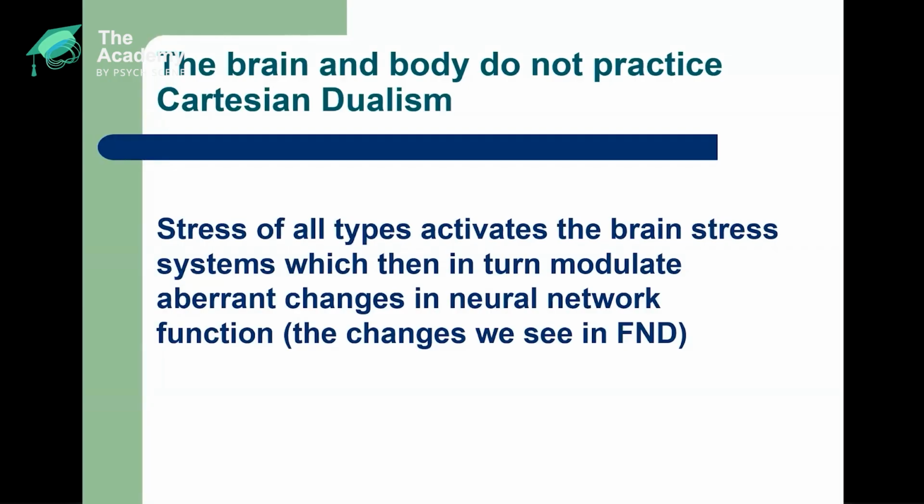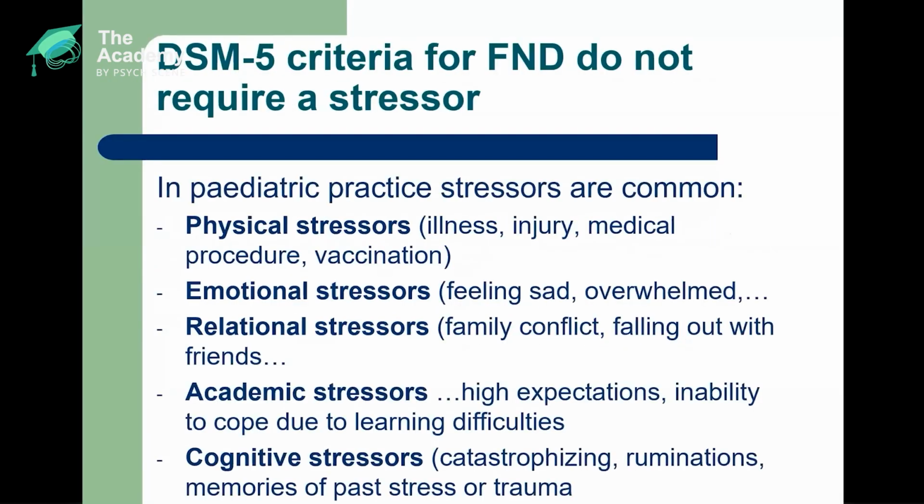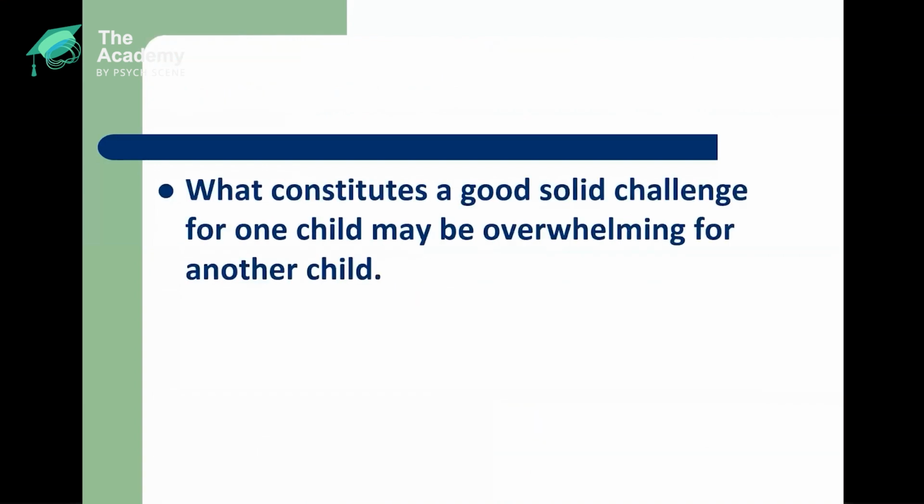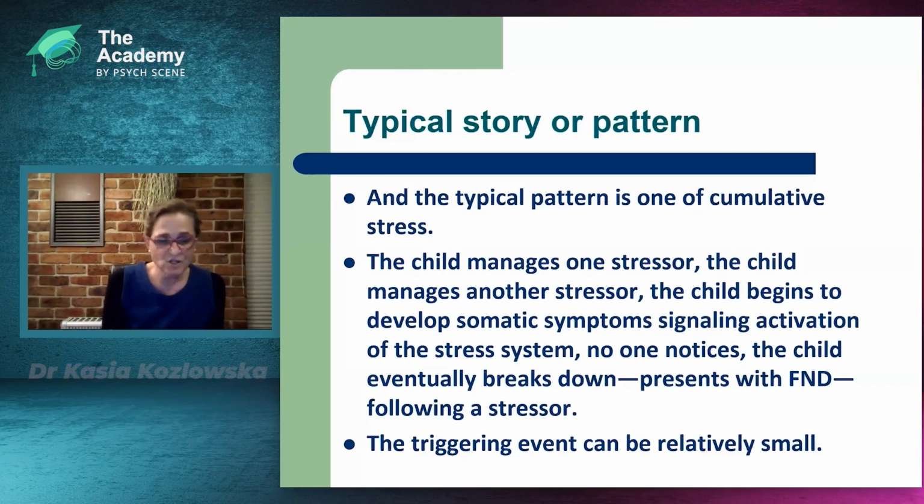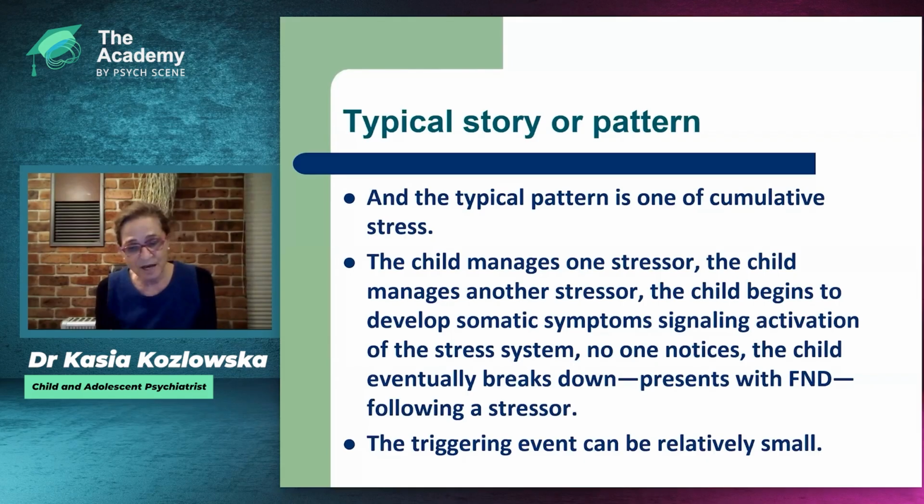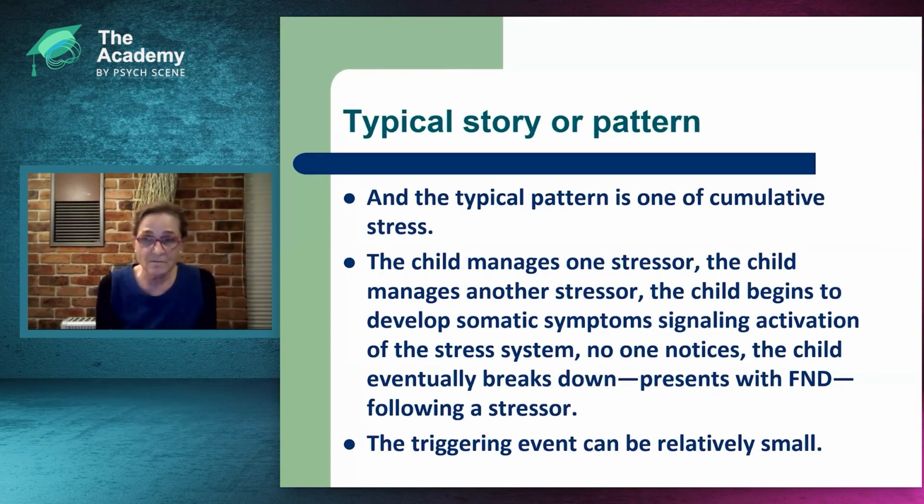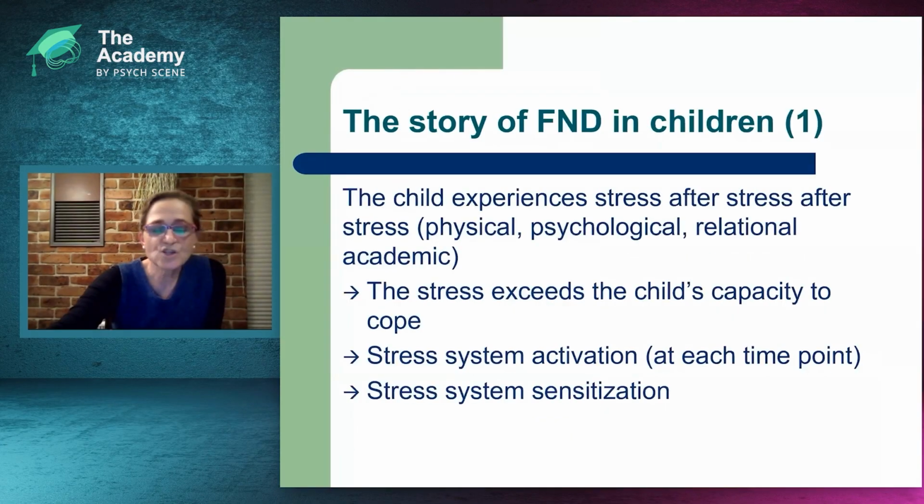Let's consider the types of stress that we can see in clinical practice. There's physical stress, relational stress, there's psychological stress secondary to illness promoting psychological processes. There's academic stress. And really what constitutes a good solid challenge for one child may be overwhelming for another child. The child manages one stressor, the child manages another stressor, the child begins to develop somatic symptoms, signaling activation of the stress system. The child eventually breaks down, presents with FND following a stressor, and the triggering event can be relatively small.